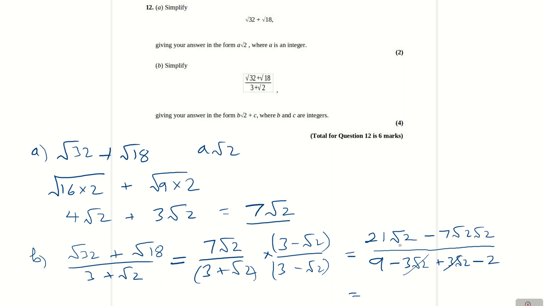So then we've got 21 root 2 minus, and root 2 times root 2 is just 2, so that's 7 times 2, which is 14. And on the bottom we've got 9 minus 2, which is 7. Okay, 7s into 21 go 3, so that's 3 root 2, and 7s into 14 go 2, so it's 3 root 2 minus 2. And there we've written it in the form they want.